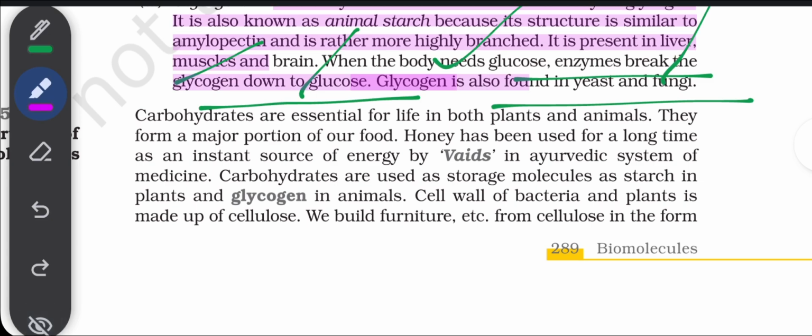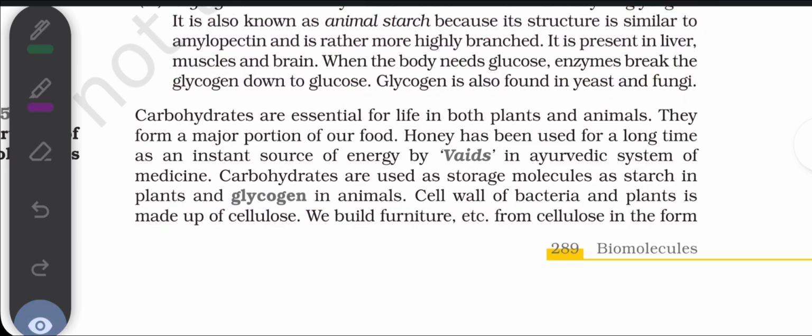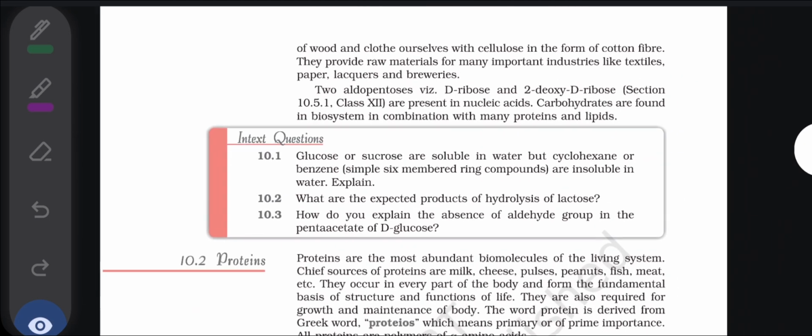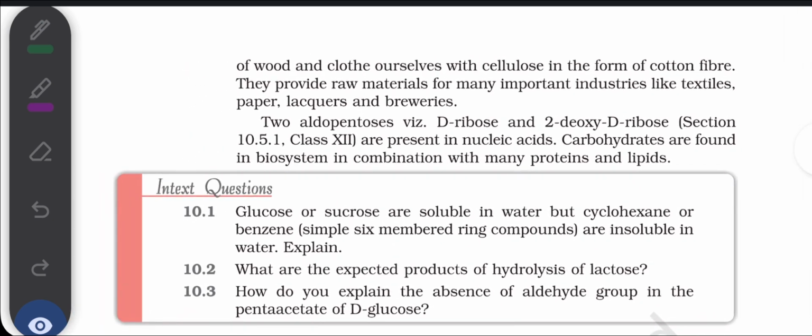Cell wall of bacteria and plant is made up of cellulose. We build furniture, etc. from the cellulose in the form of wood and clothe ourselves with cellulose in the form of cotton fiber. They provide raw material for many important industries like textile, paper, lacquers, and breweries.